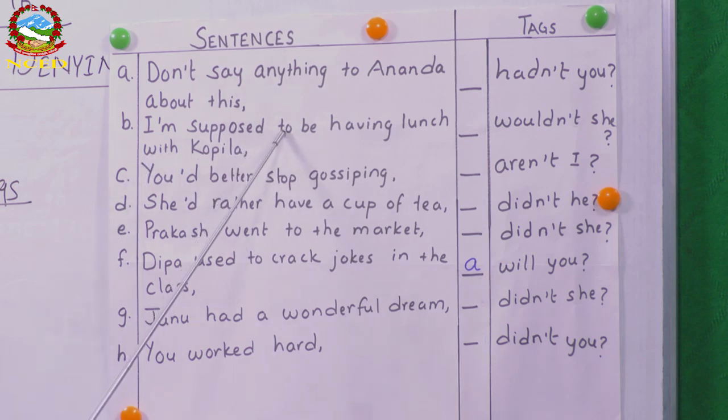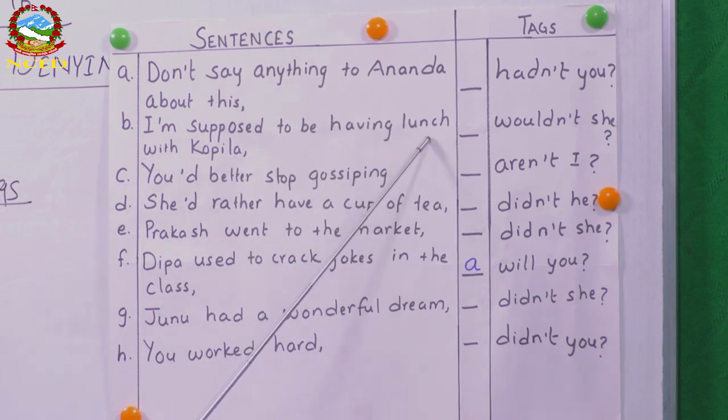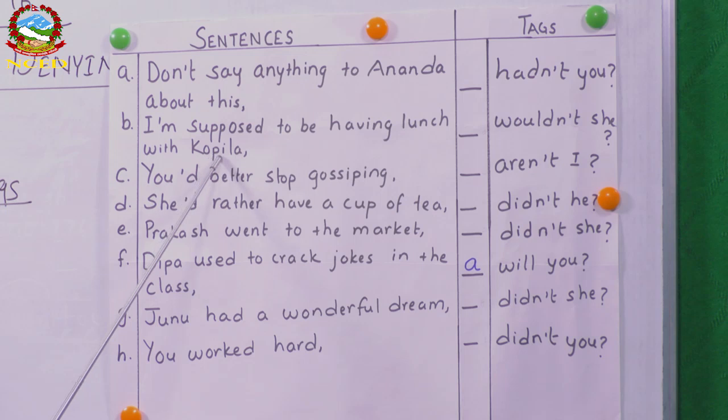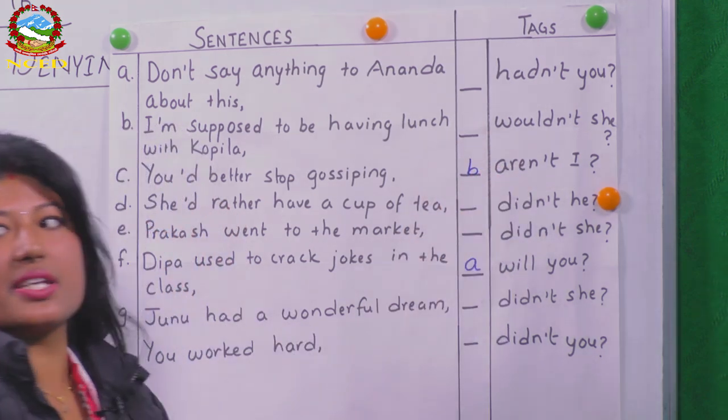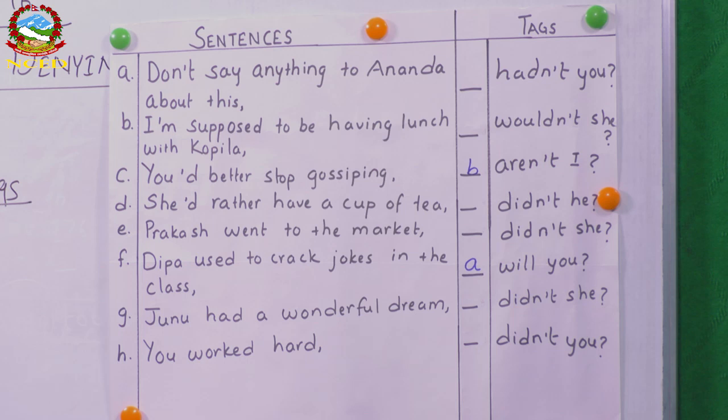Now let's go to number B. I am supposed to be having lunch with Kopila. So what is needed? Am is there. So am is changed into are, right? Since it is positive, so what do we need? Negative. Are not. It means aren't. That's why this is number B.